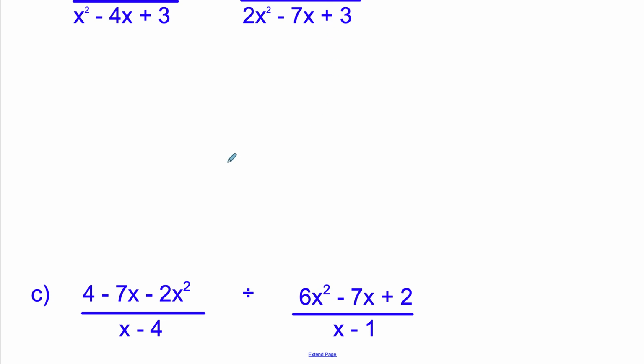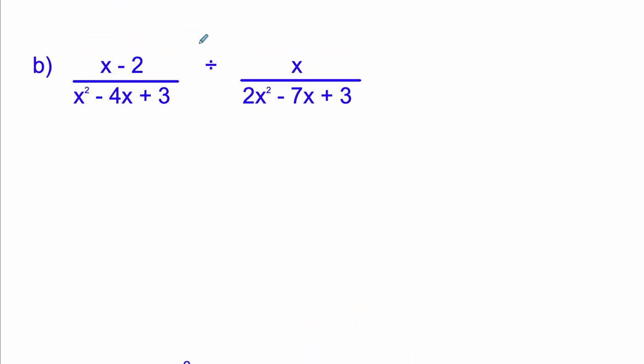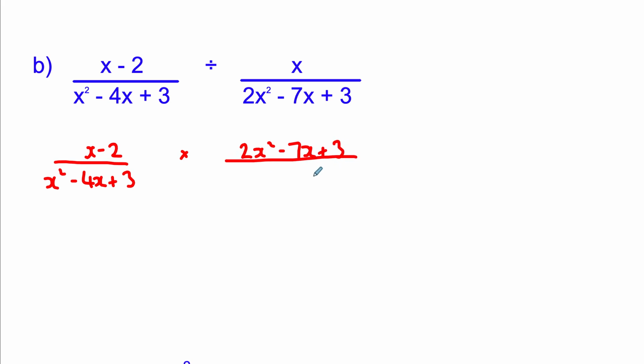Okay, for number 2, part B, it's a divide question. Now, if you remember, when we divide fractions, we flip the second fraction over and times instead. So I'm just going to rewrite that as a multiplication question. Sorry, x minus 2 there. 2x squared minus 7x plus 3 over x.